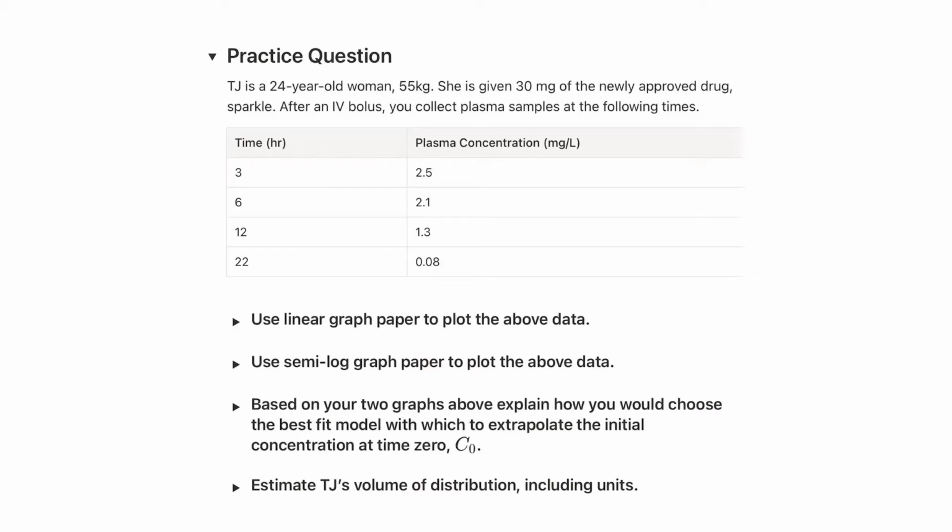Here's a question that involves estimating the volume of distribution. TJ is a 24-year-old woman who weighs 55 kilograms. She is given 30 milligrams of the newly approved drug Sparkle. After an IV bolus, you collect plasma samples at the following times.